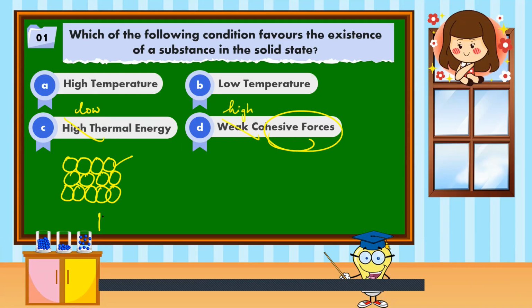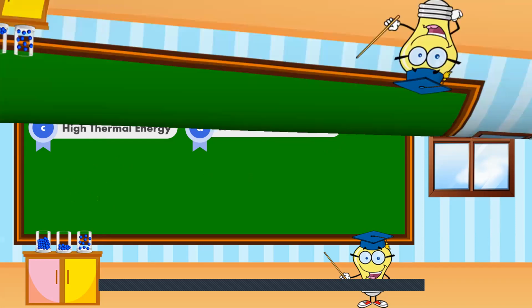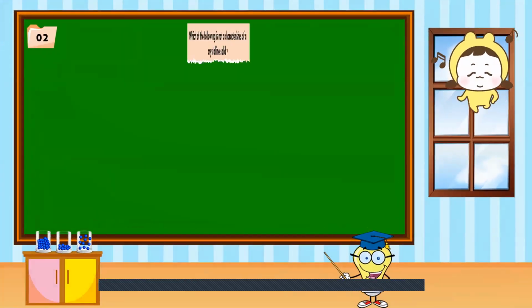If you increase the temperature, if you heat it, then the particles start moving away from each other, and the solid converts into a liquid. So low temperature is favorable but not high temperature. If you keep a high temperature, the solid converts into a liquid. So in this question, low temperature is a favorable condition for the existence of a solid. Let's see the next question.